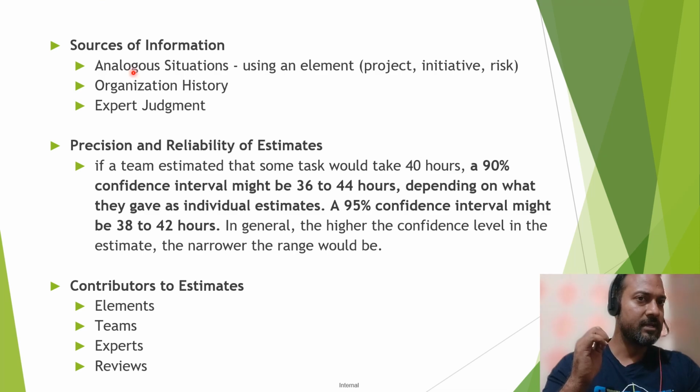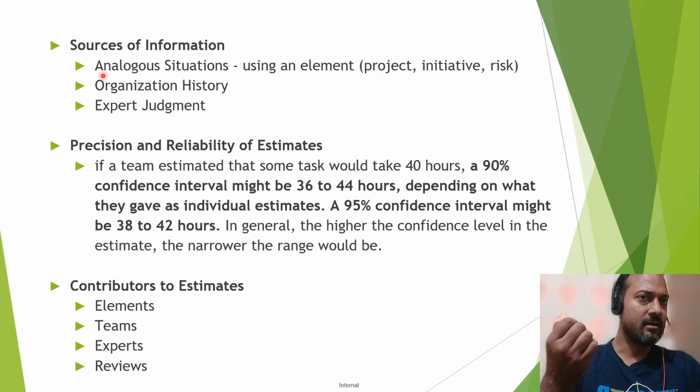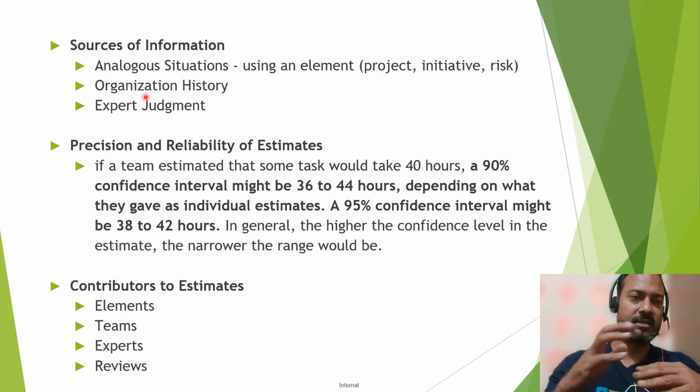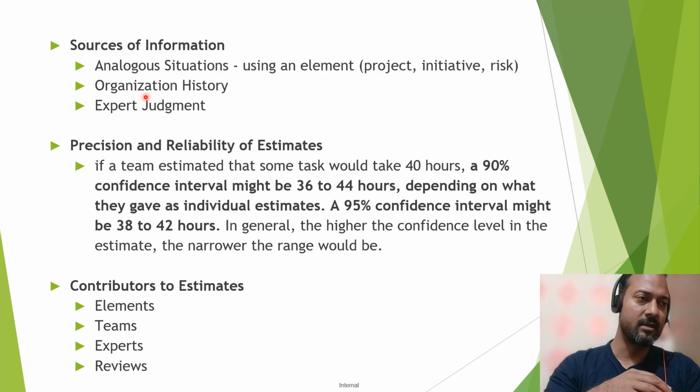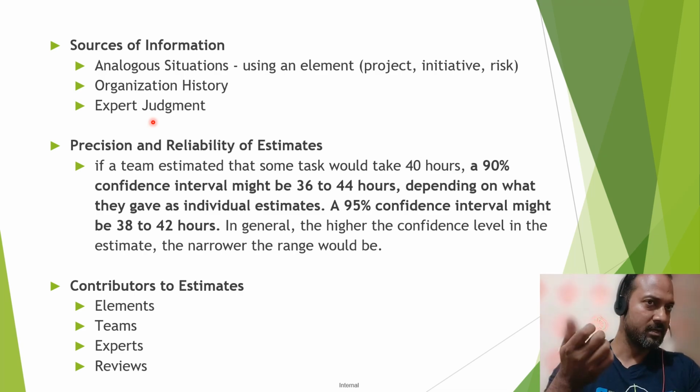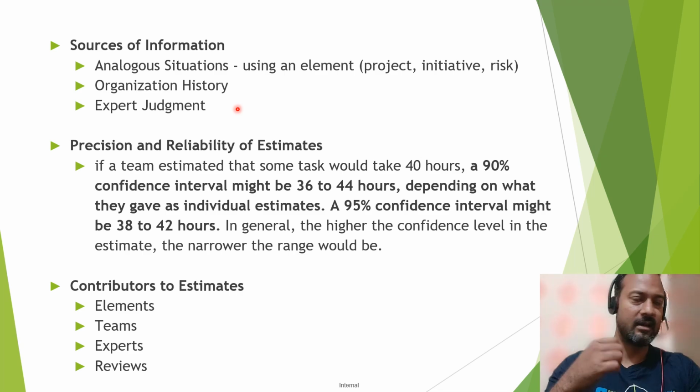Now the source of information. Analogous situations using an element. It could be a project, initiative, or any risk. That would be a source of information for estimation. Then the organization can use their organizational history, where they are estimating the price of any product based on different parameters. They can go through the history, how they arrived at that price earlier. Or you can take expert judgment, the help of some expert to derive any price.